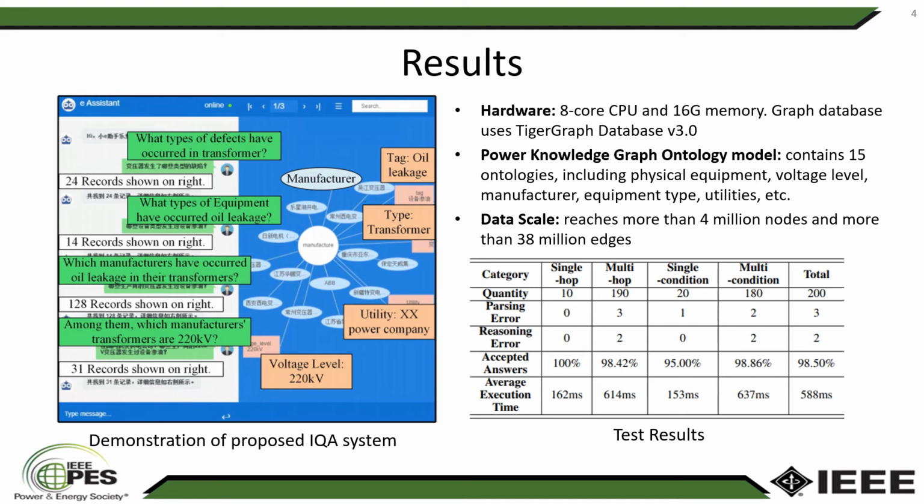For the test results, all relative parameters are shown here. The IQA system works well in the experimental environment. The question answers are compared with our expert system. The average question resolution accuracy rate is close to 99%. The average answer accuracy rate is close to 98%, and the average response time is less than 200 ms.